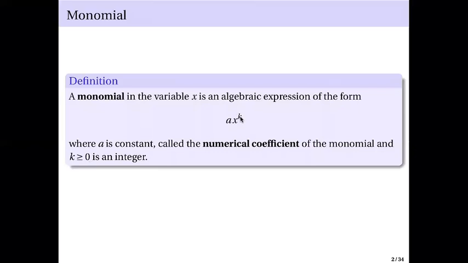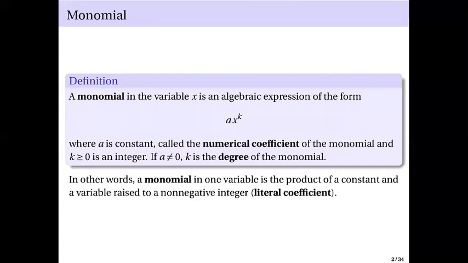So the exponent that we see here should be greater than or equal to 0, and it must be an integer. Now, if a is not equal to 0, we call k the degree of the monomial. So the degree of this expression is equal to that exponent, provided that this coefficient is not equal to 0.